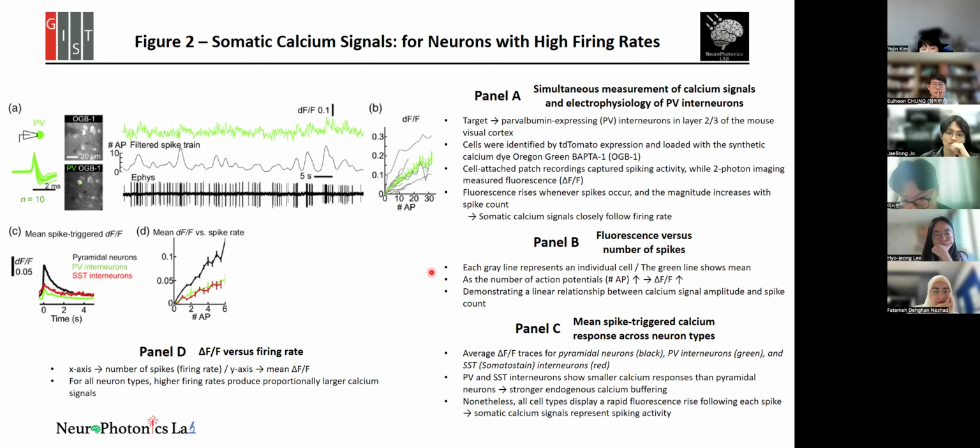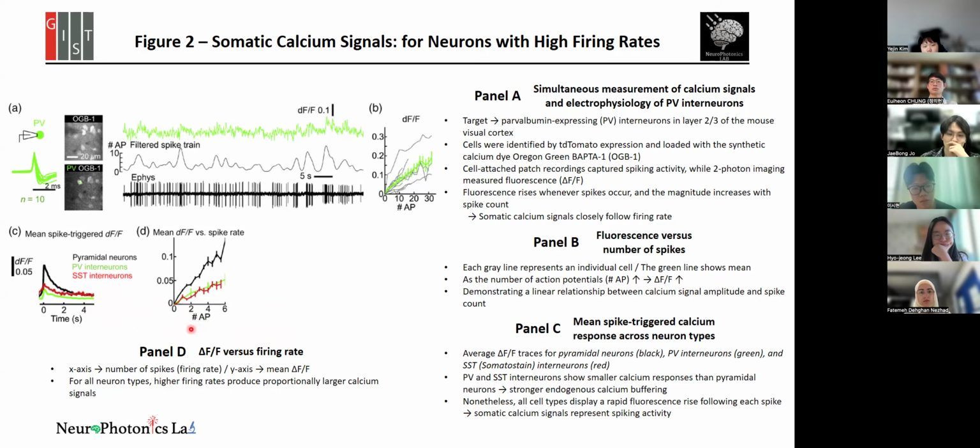Panel C shows the differences in calcium response among different neuron types. PV and somatostatin interneurons show smaller calcium responses than the pyramidal neuron, the black one, and it's because of calcium buffering. However, all the cell types display a rapid fluorescence rise following each spike, which indicates that the somatic calcium signal represents spiking activity.